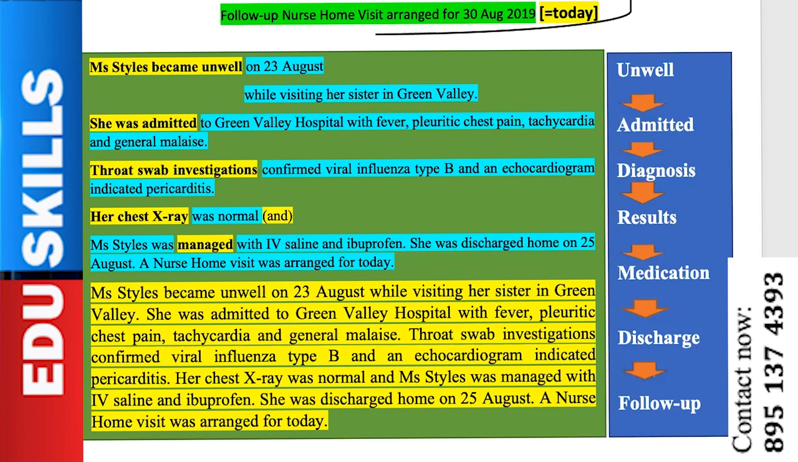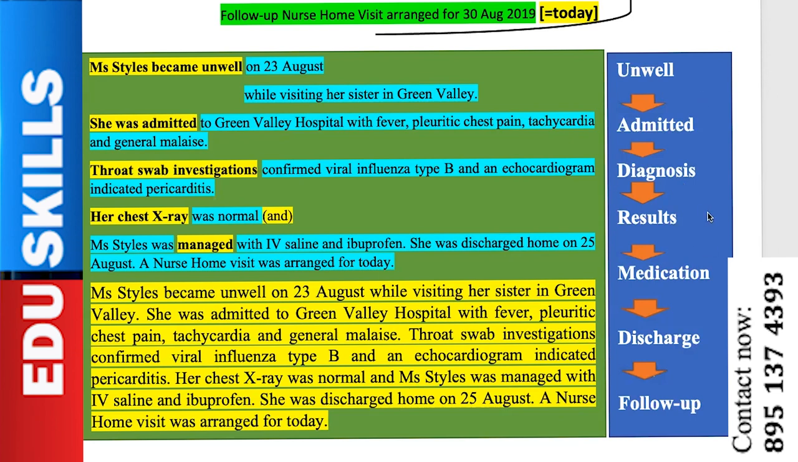Ask yourself with your learning partner, who was unwell? And what was the next step? She was admitted. And what were the investigations carried out? Tick, tick, tick. And what were the results? What were the medications? When was she discharged? Was there any follow-up suggested or recommended? Do you get me? This way, you have to visualize and write down these arrow marks.